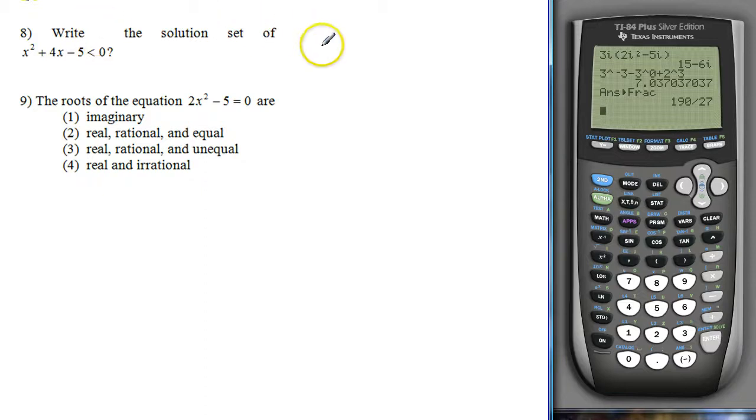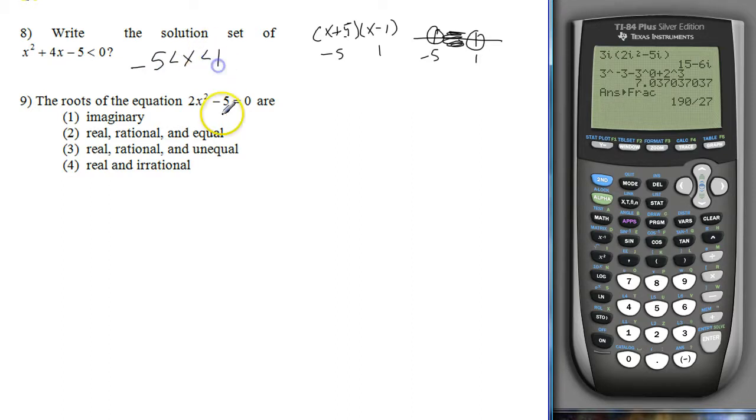Number 8, you're going to factor this. x plus 5, x minus 1, -5, positive 1. I like to make a number line, -5, 1. So it's a less than, so it's open. And less is going to be shaded in. You can check this by just plugging in a number in between, like 0. -5 is less than 0, so that's good. So since it's in between, you write -5 less than x less than 1.